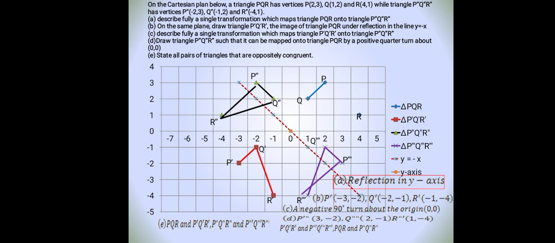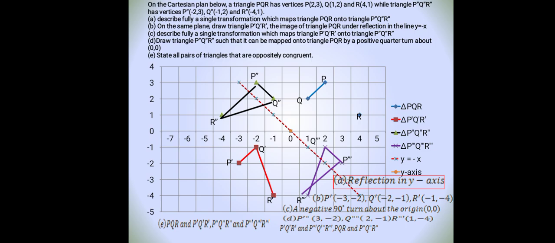Now part C, a transformation that maps P'Q'R' onto P''Q''R''. You can guess it's a negative 90 turn about the origin (0, 0). Just look at it clearly. It's a negative turn, a quarter negative turn.